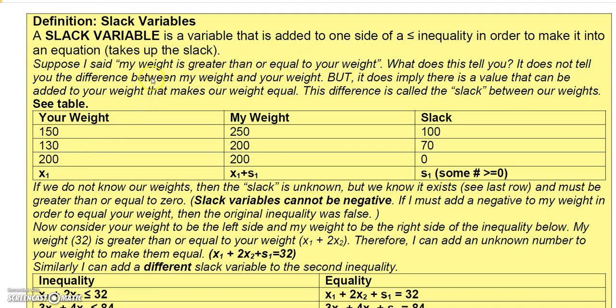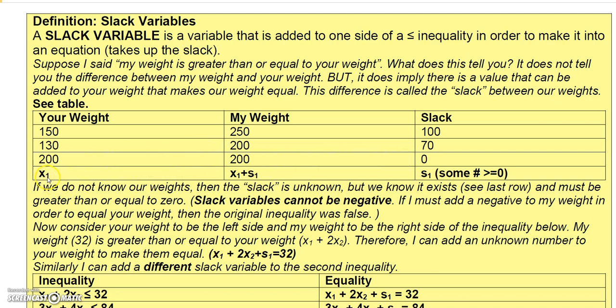Or another way to say that is your weight is less than or equal to my weight. So if we know that your weight is less than or equal to my weight, well, if you weigh 150 and I weigh 250, then we would have to add 100 to take up the slack in your weight to make it equal my weight. If you weigh 130 and I weigh 200, the slack would be 70. But if we both weigh 200, then the slack would be 0.